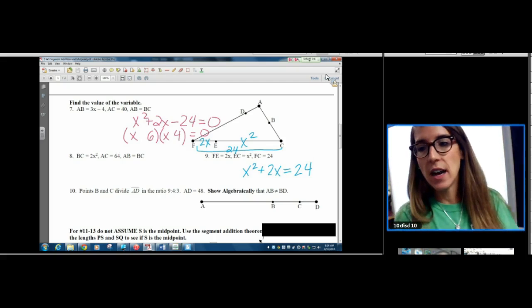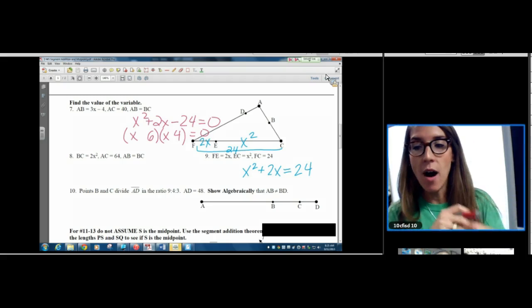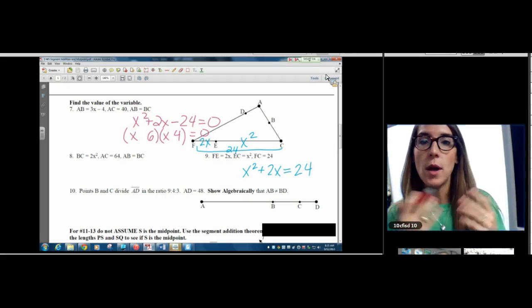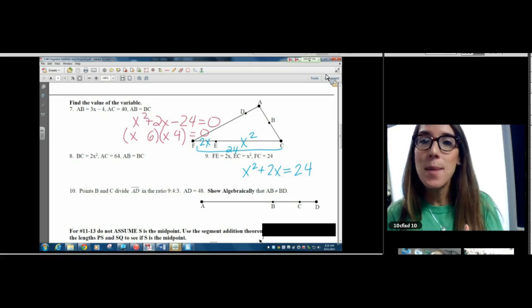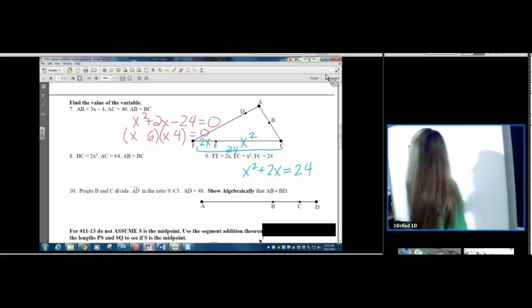Now you figure out their signs. I want it to be a positive 2. So do I want the 6 to be negative or the 4 to be negative? I want the bigger one to be positive because I want it to be positive.